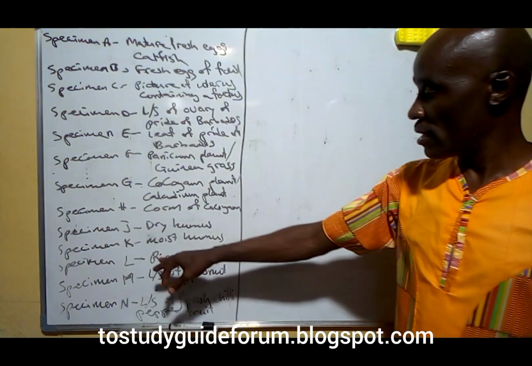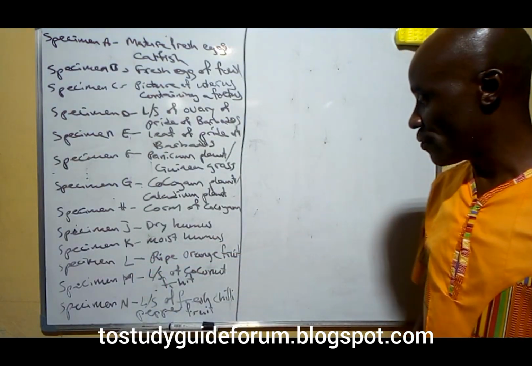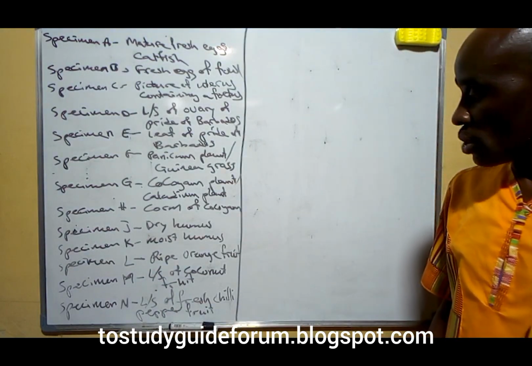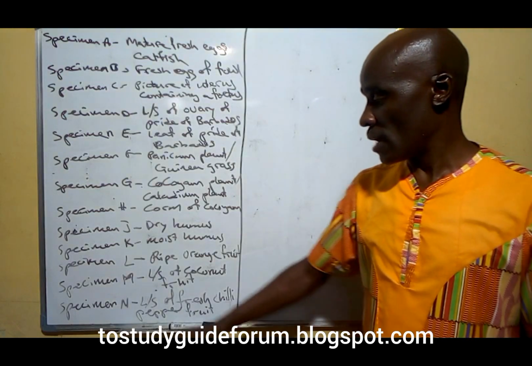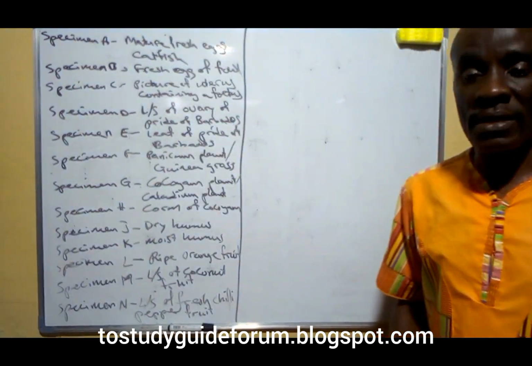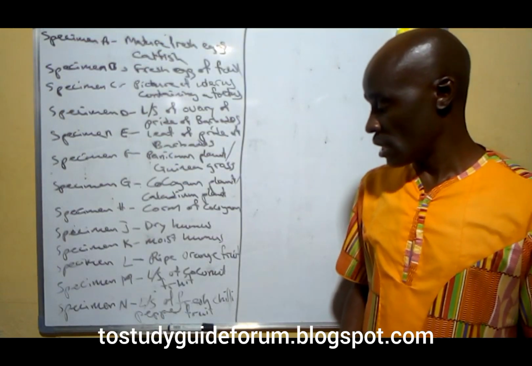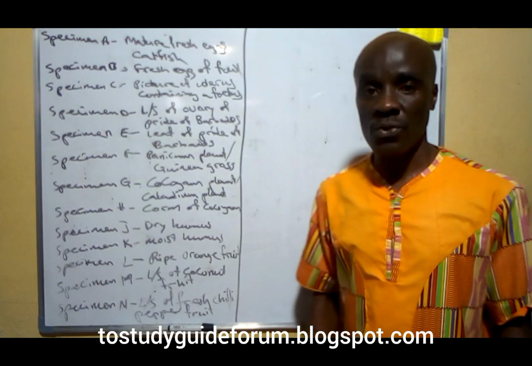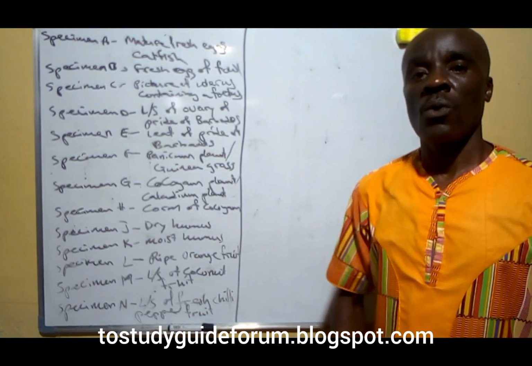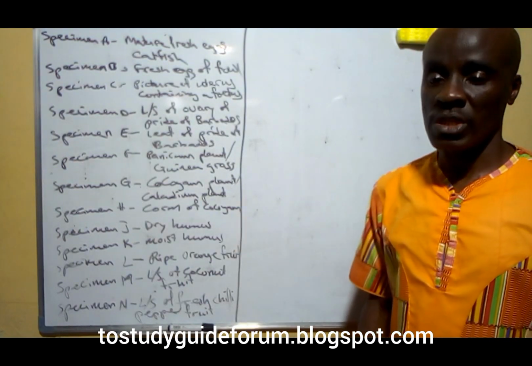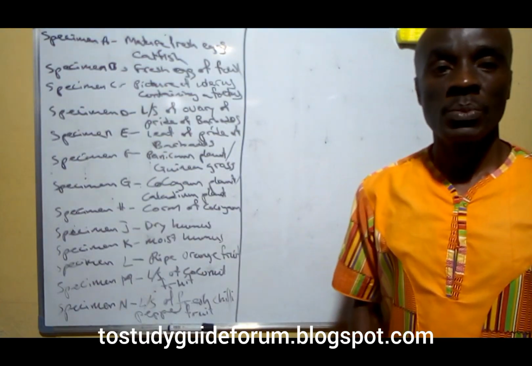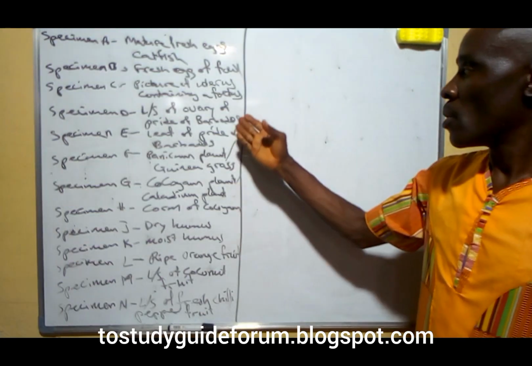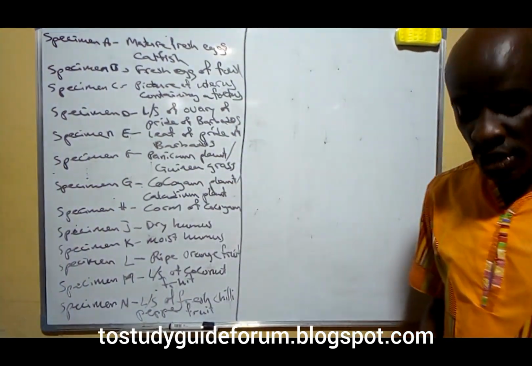The next one we have there is specimen L, which is ripe orange fruit, and specimen M is a longitudinal section of a coconut fruit, and the last specimen there, which is specimen N, is the longitudinal section of fresh cherry pepper fruits. So these are what you are going to see on the first full day. So let's quickly look at the possible questions that we're likely to see from this.